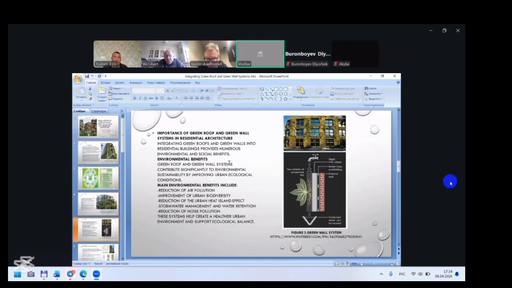There are many benefits. The first one is environmental benefits. Green roof and green wall systems contribute significantly to environmental sustainability by improving urban ecological conditions. The main environmental benefits include improvement of urban biodiversity, stormwater management and water retention, and also they help reduce noise pollution.